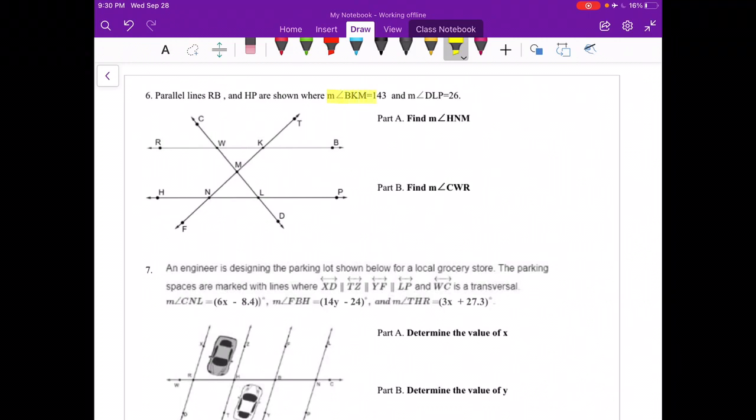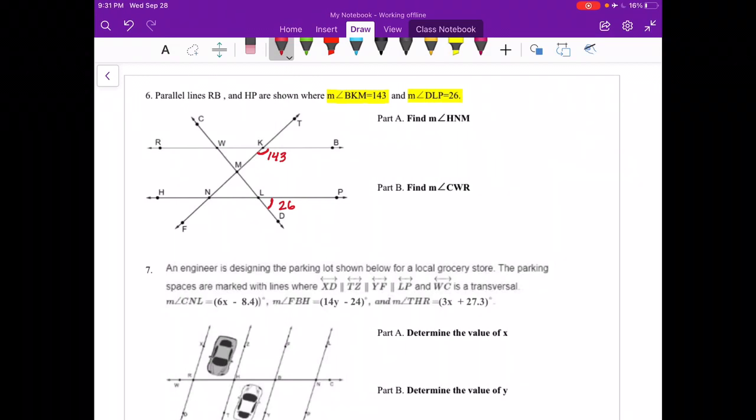They tell us that the measure of angle BKM is 143 degrees and that the measure of angle DLP is 26 degrees. As you know, first things first, we have to take this information and label our diagram with it. So let's find BKM on our diagram. And BKM is this angle right here, which we know is 143 degrees. DLP is this angle right here, which is 26 degrees.